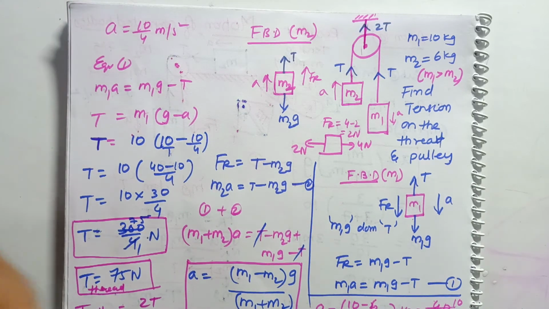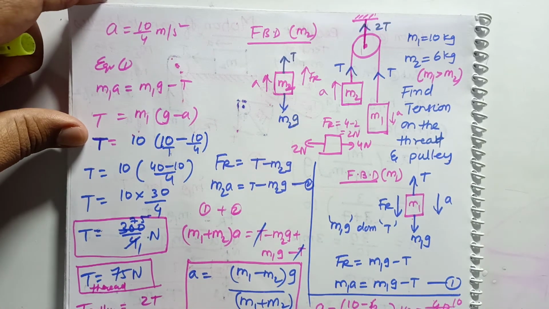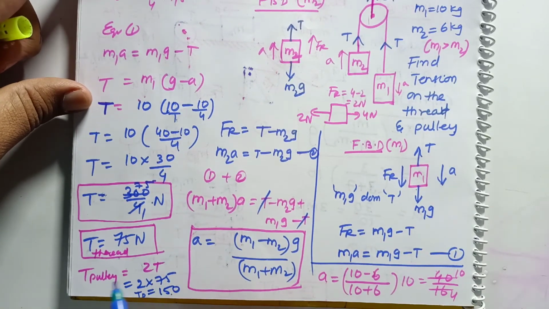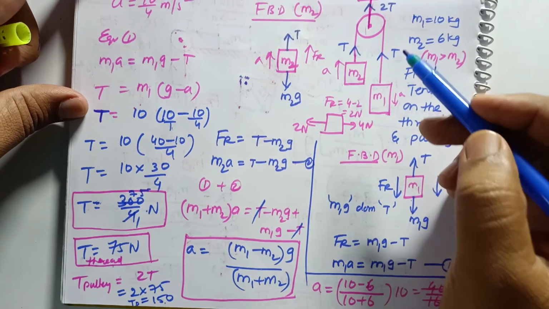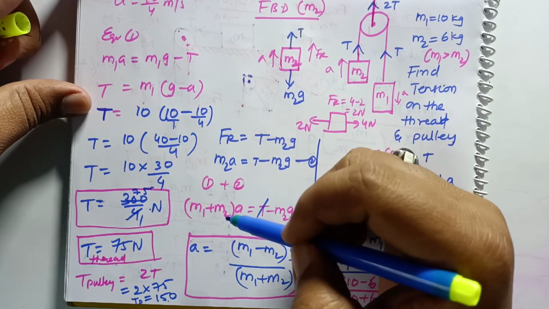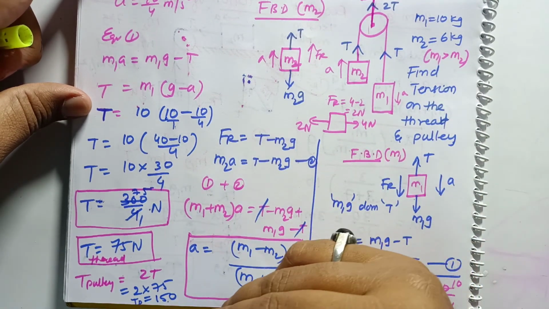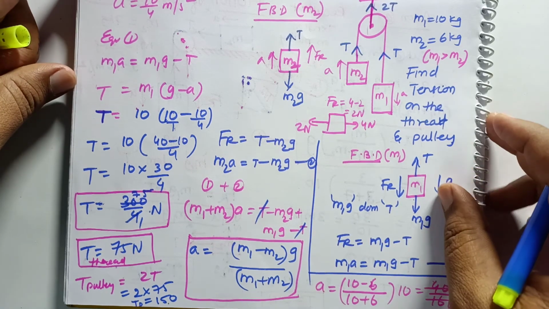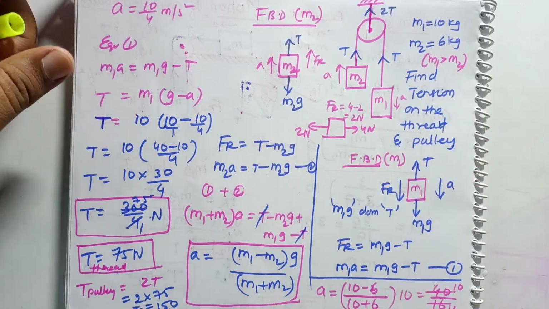So with this it is clear that you can just multiply 2 with 75. It is going to be how much? 150. So tension on the pulley is going to be 2T according to our formula here. So I can write tension on the pulley is going to be 2 into 75. That is going to be 150. I think you have understood this one. It's a very simple problem.